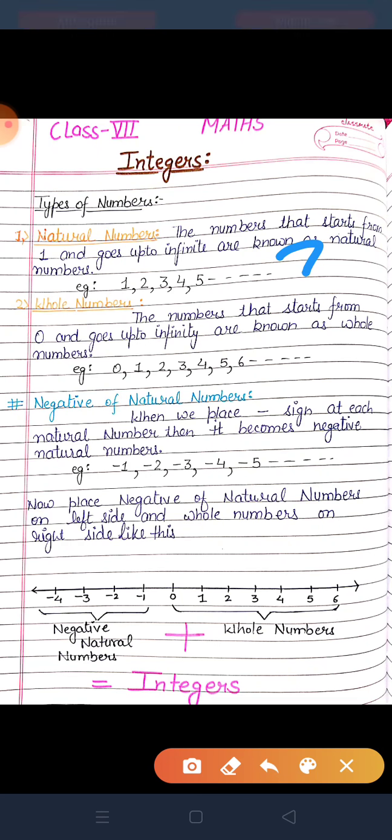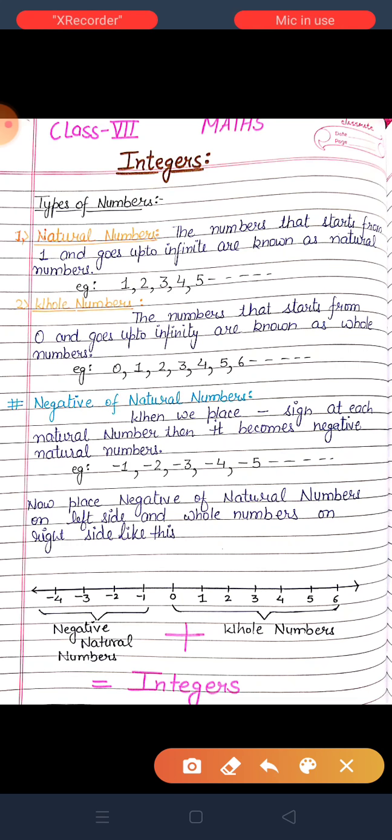Now the next type of numbers are whole numbers. Whole numbers are the numbers that start from 0 and likewise go up to infinity. So the smallest whole number is 0 and the largest whole number is not defined.